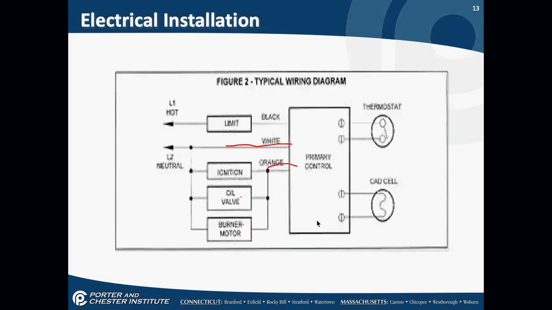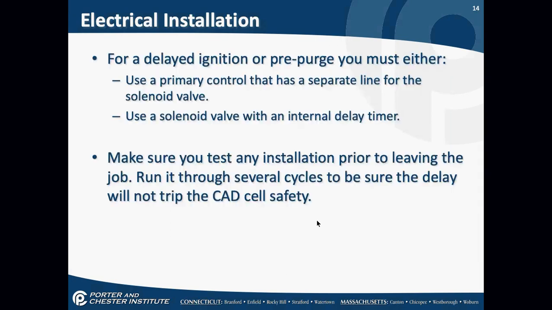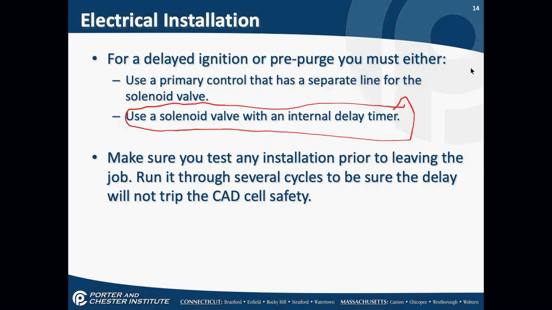Sequence of operation matters. For delayed ignition or pre-purge, you either have to have a primary control that has a separate line from the solenoid or a solenoid that has an internal delay timer. I don't see these anymore. Okay, these are starting to go away. They've always been an issue. Most often we're seeing the separate line for the solenoid valve.